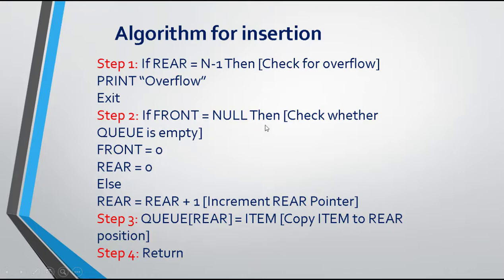If front is equal to null and the condition becomes false, it goes to the else part and it will increment the rear value, and then the item will be inserted in the queue. Okay, so these are different conditions. First condition, queue is full. In the second condition, queue is empty, and then we are assigning these values and then assigning the value to the rear of the queue, that is queue of rear.